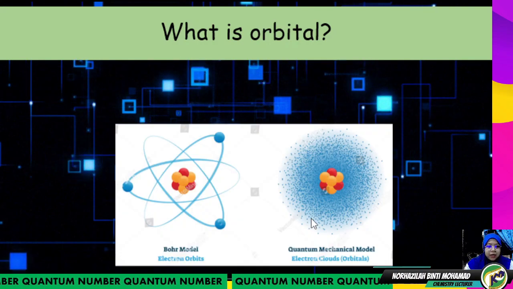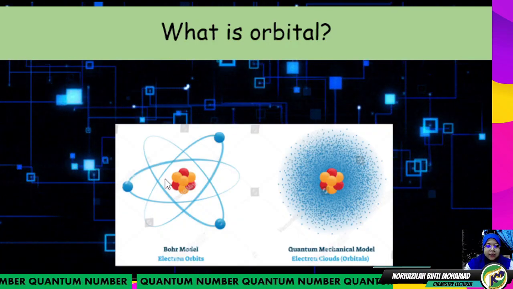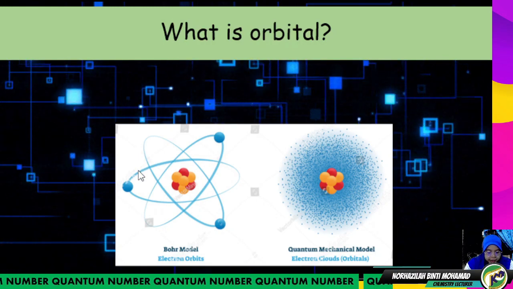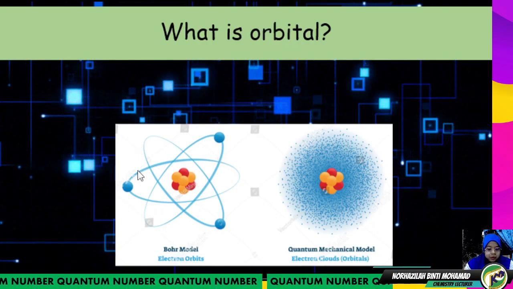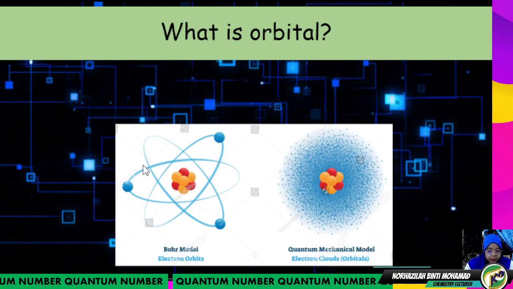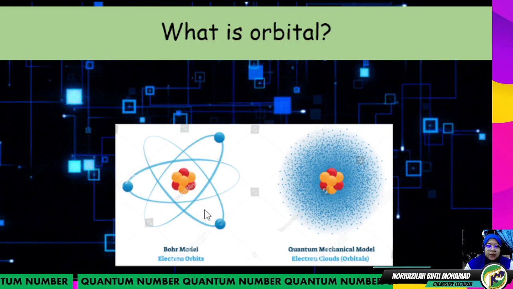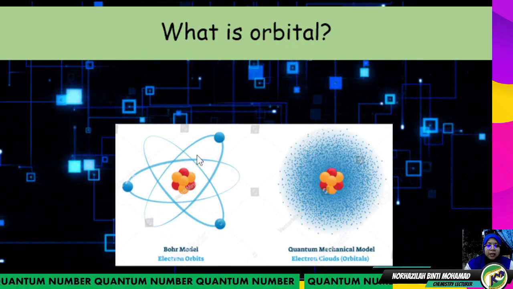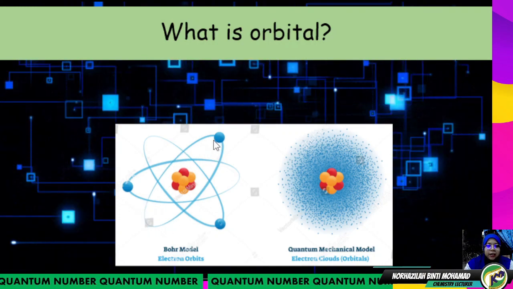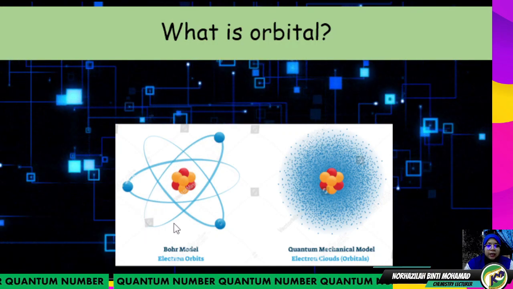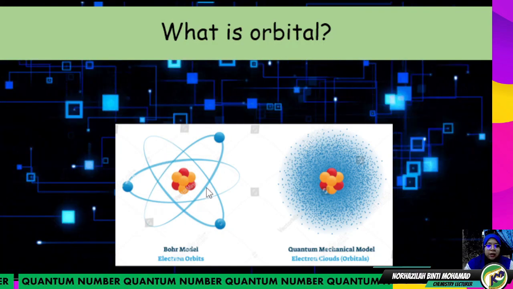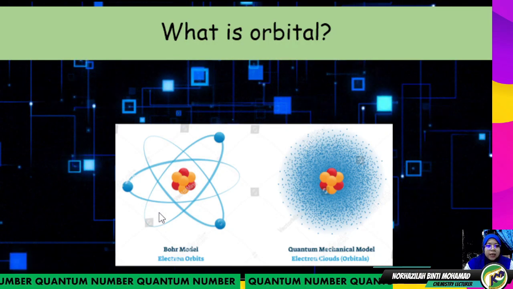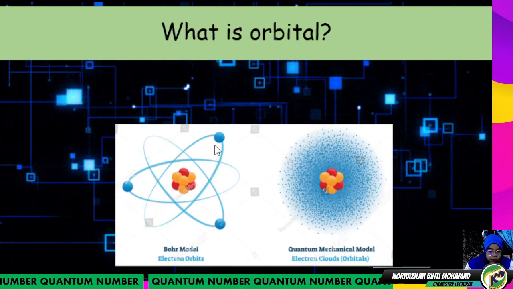So in the Bohr atomic model, you may have heard about orbit, which is the pathway where the electron travels around the nucleus. This is the orbit. It is the pathway the electron takes to move around the nucleus. So this is what we call orbit.